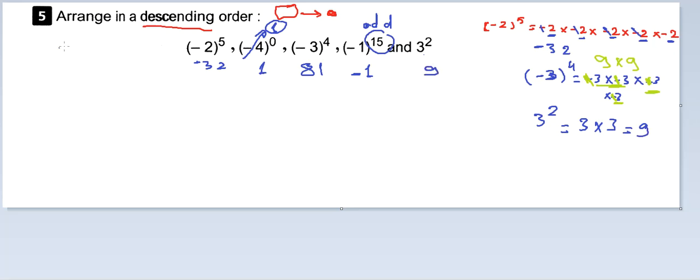He said descending order. What's the meaning of descending order? From greatest to smallest. Where is the greatest number here? It will be 81. After that, we'll take 9. After that, we'll take 1. And where is the greatest after that? It will be negative 1. And finally, the result will be negative 32.